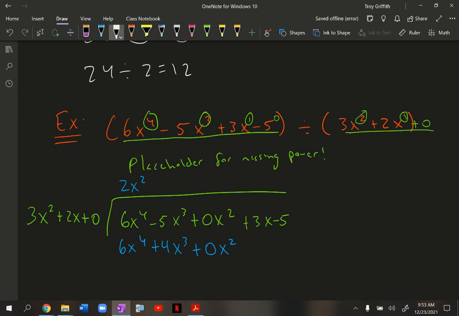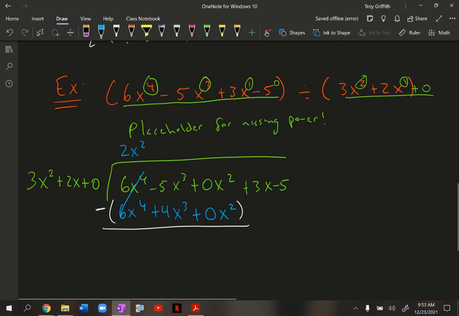And let's go ahead and subtract these here. Let's see what happens, and then we'll just repeat the process. So 6x to the fourth minus 6x to the fourth, those go away. Negative 5 minus 4 is a negative 9x cubed. And then 0 minus 0, well, we'll just say that's a plus 0x squared.